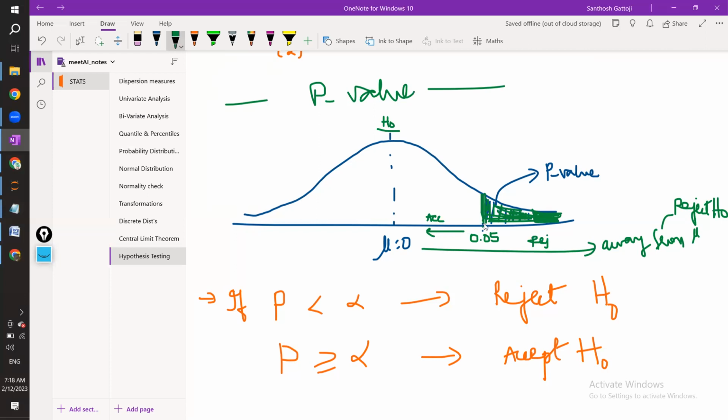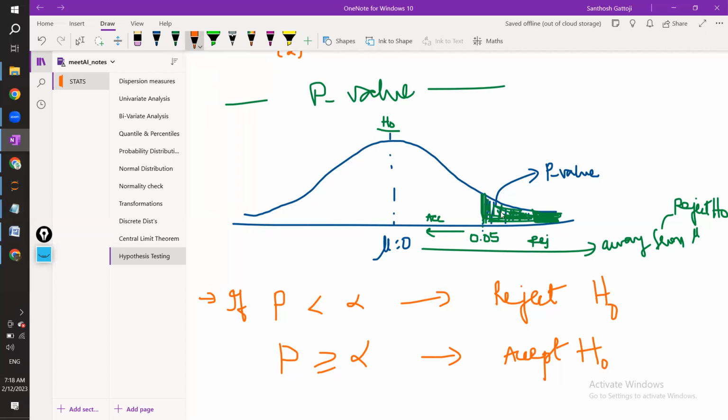If it is a small p-value, obviously this area will become smaller and smaller. As the p-value is decreasing, as per the statement, it's the probability of the null hypothesis being true. If the probability is decreasing, we are moving away from the null hypothesis. The null hypothesis is becoming more and more false. That is also true, but area-wise, you can understand it and answer faster.